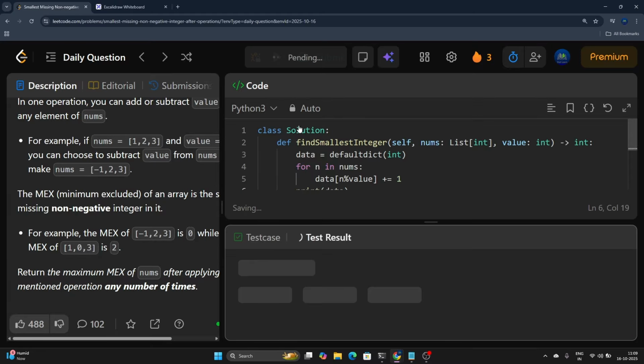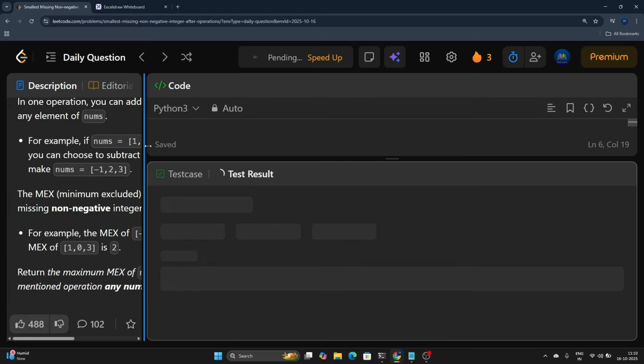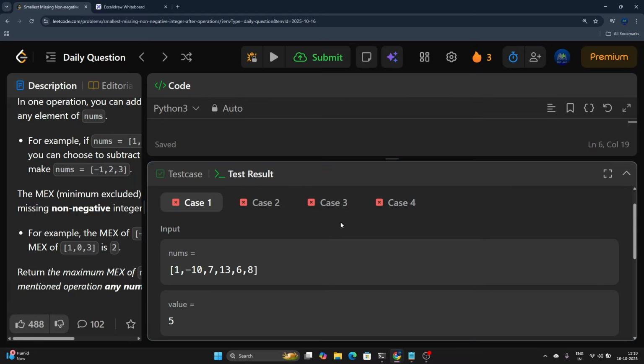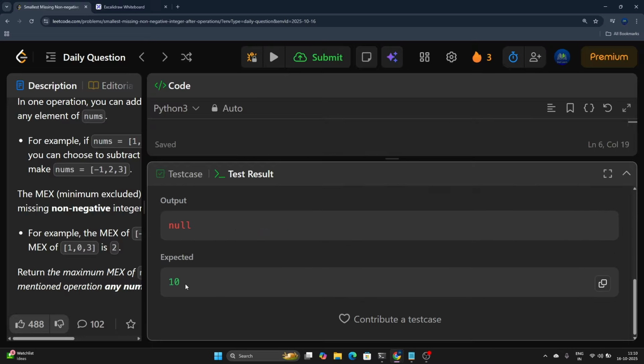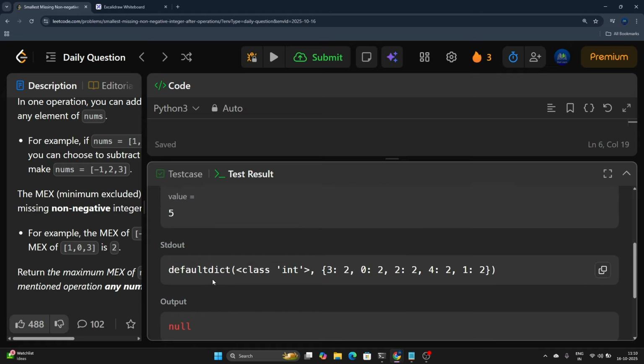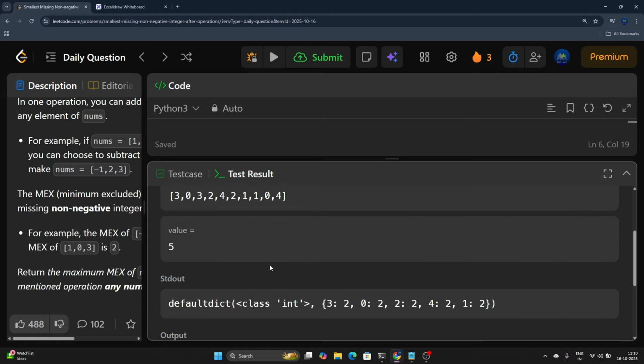Let's try to understand how we can solve the problem if we have this data. Let us see this particular example, in which nums is 3032421104. The output in this case is expected as 10. Now, we have just calculated the mod values and their frequencies. So we have the mod of 3 2 times, mod of 0 2 times, mod of 2 2 times, mod of 4 2 times, and mod of 1 2 times. Now try to understand how we can find the solution.